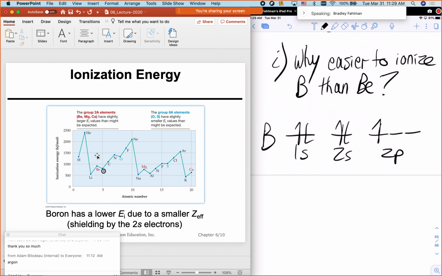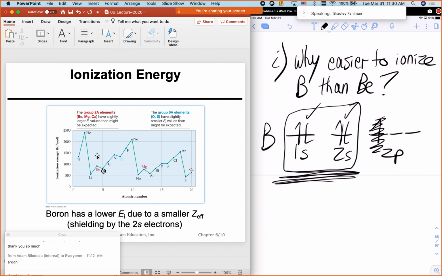And so the reason for this is because boron actually prefers to be ionized, because if it loses this electron, it's back to a pretty stable configuration, right? So we said that fully filled orbitals are pretty stable. And so this gets you to a configuration where all of your orbitals are filled, and so it doesn't take as much energy to do that. So that's why boron is a little bit easier to ionize.